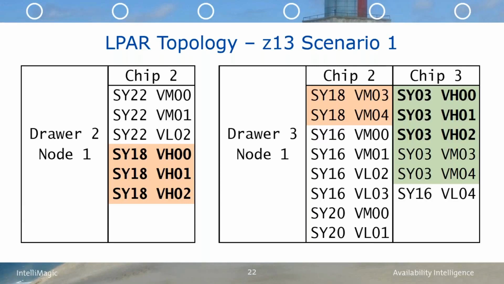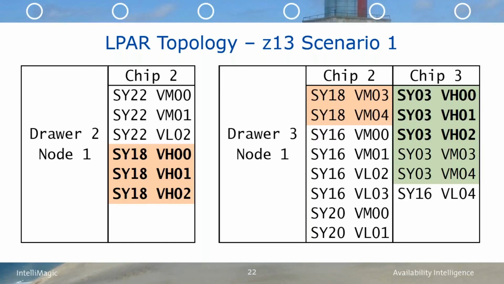So in this scenario, the logical CPs from several LPARs are competing for physical CPs on 3 chips across 2 drawers. Now I added green and orange shading to compare and contrast 2 primary production systems, systems 3 and 18, that execute similar data sharing workloads, both having 3 vertical highs and 2 vertical mediums.